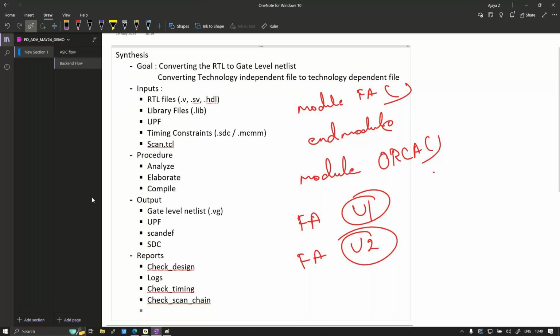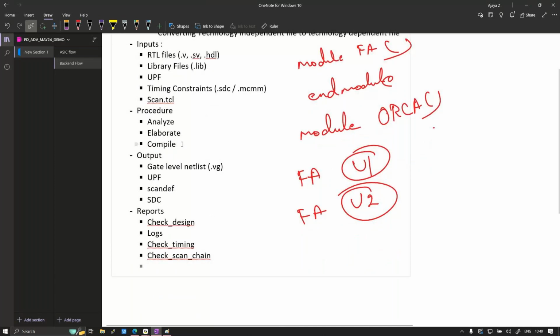Now, this is about the basic understanding of synthesis. After synthesis is done, we will go with two different processes. All these files I'll pass into two different processing units. One is pre-layout STA, and two is physical design.